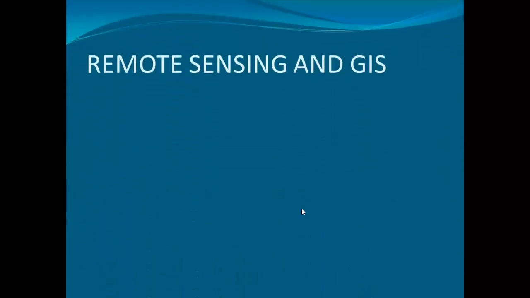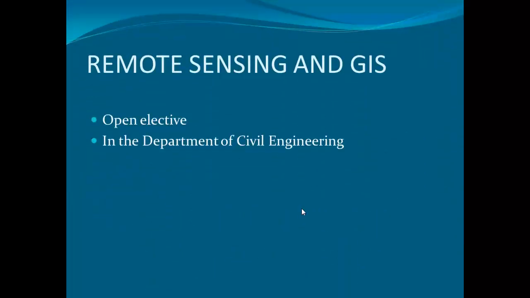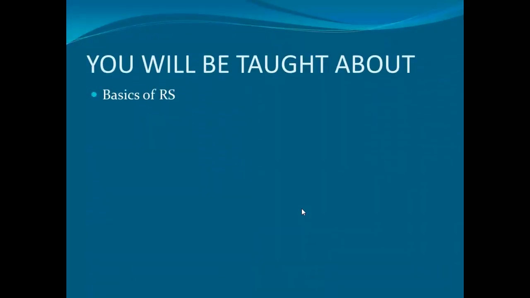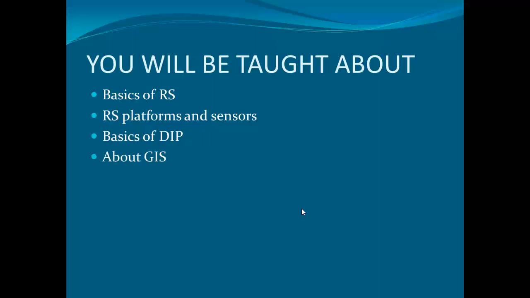Want to explore more about remote sensing and GIS? Join the open elective course in the Department of Civil Engineering. Course code is 18CV651. You will be taught about the basics of remote sensing platforms and sensors, basics of digital image processing, about GIS, data models of GIS, and applications of remote sensing and GIS.